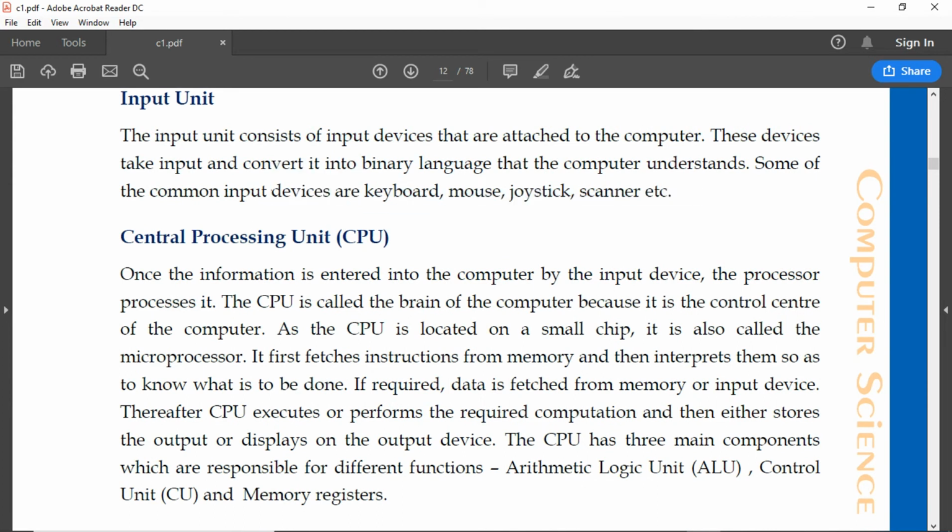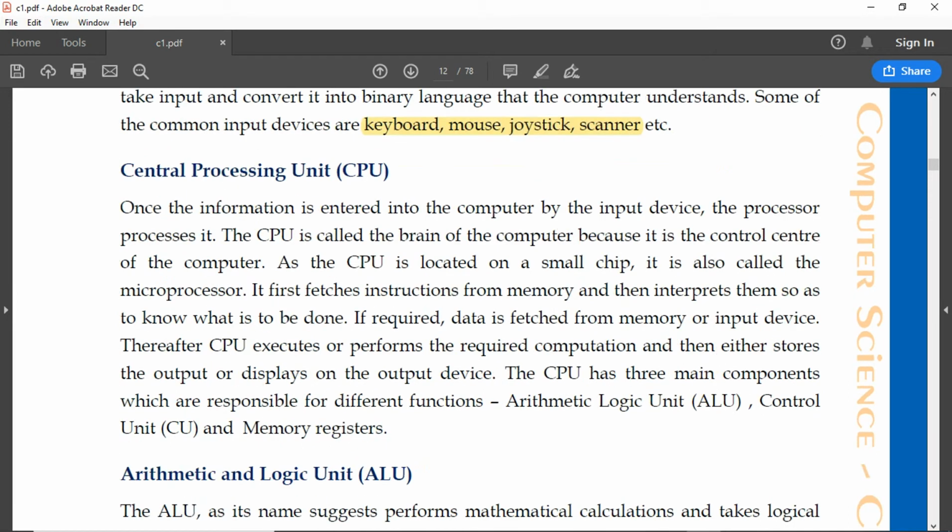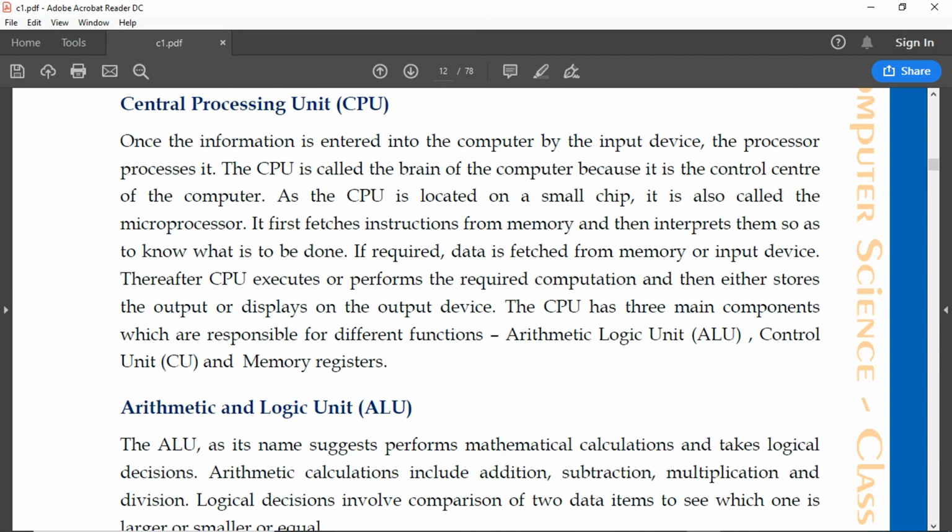Some of the common input devices are keyboard, mouse, joystick, scanner, etc. Central processing unit, CPU. Once the information is entered into the computer by the input device, the processor processes it. The CPU is called the brain of the computer because it is the control center of the computer.